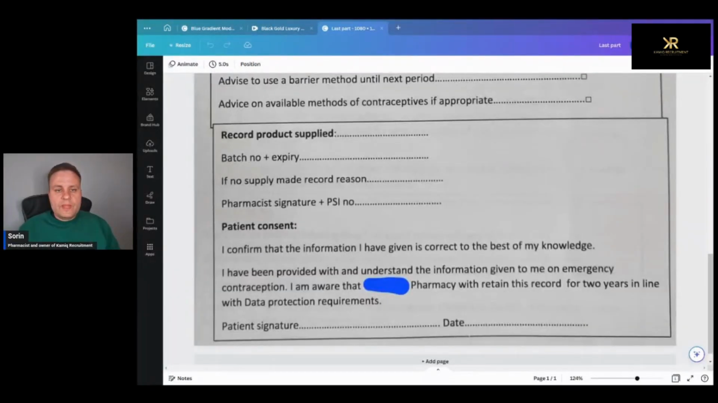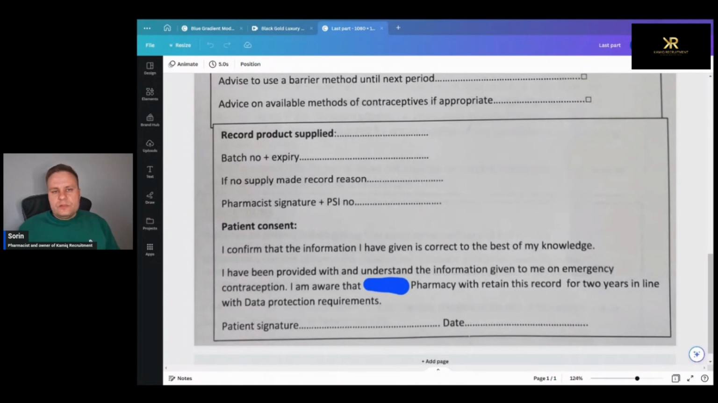Okay. And in the next section, you will record the product supplied. So if you gave out ellaOne or any other brand, you write it here. Batch number and expiry date, you write it here. If no supply made, record reason.